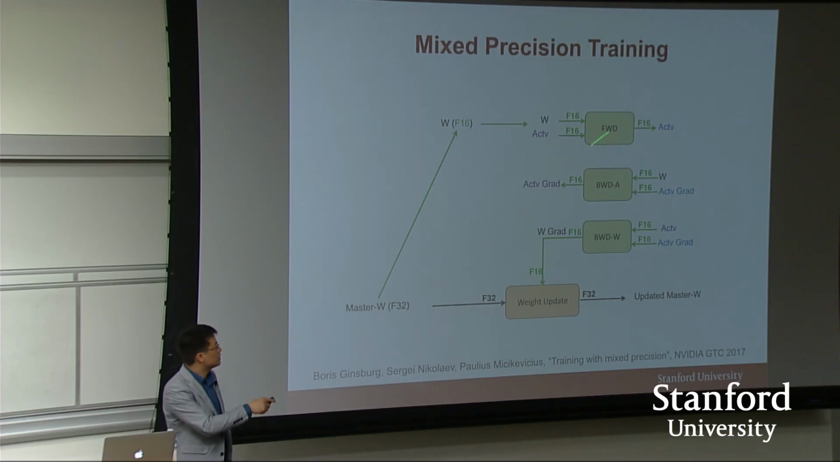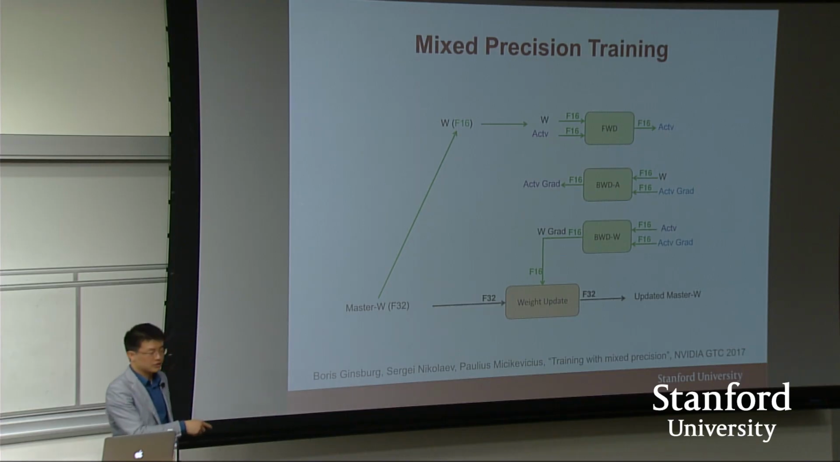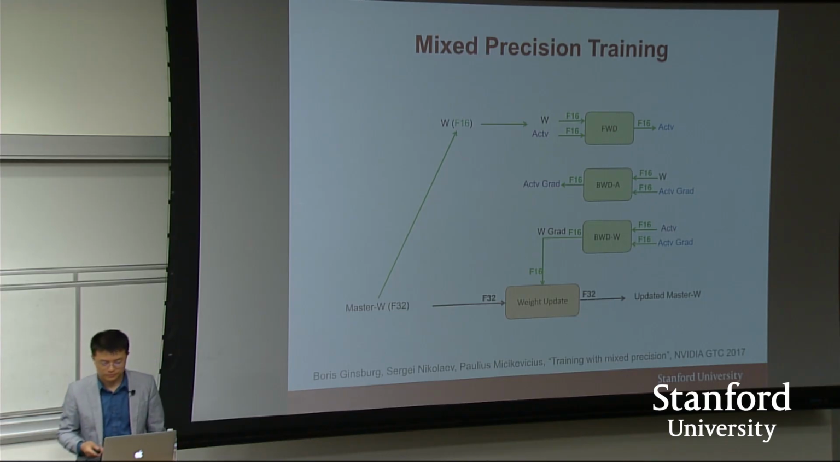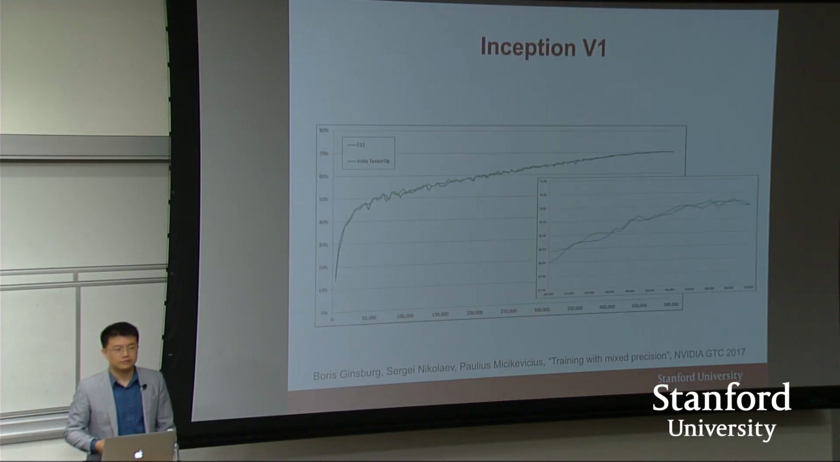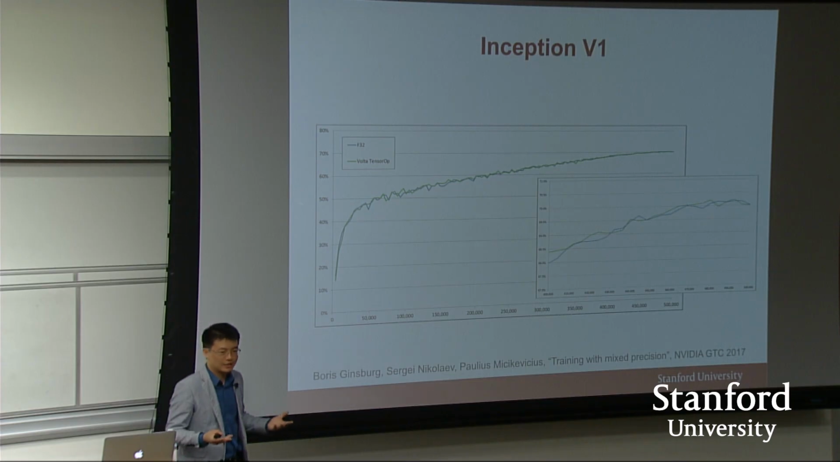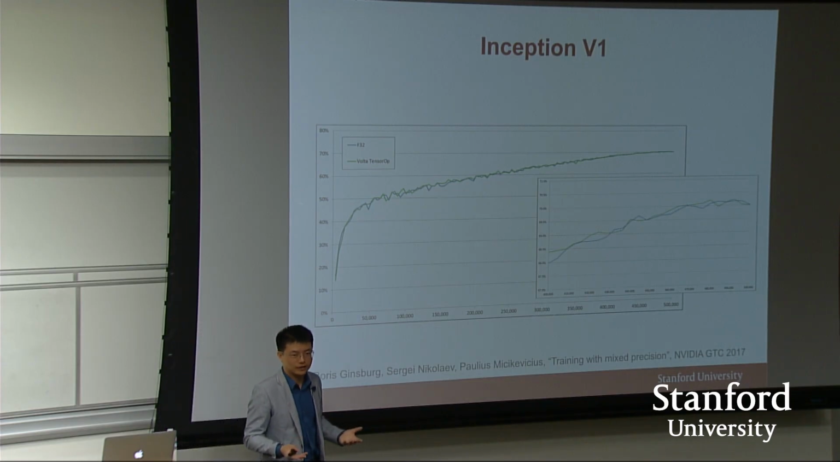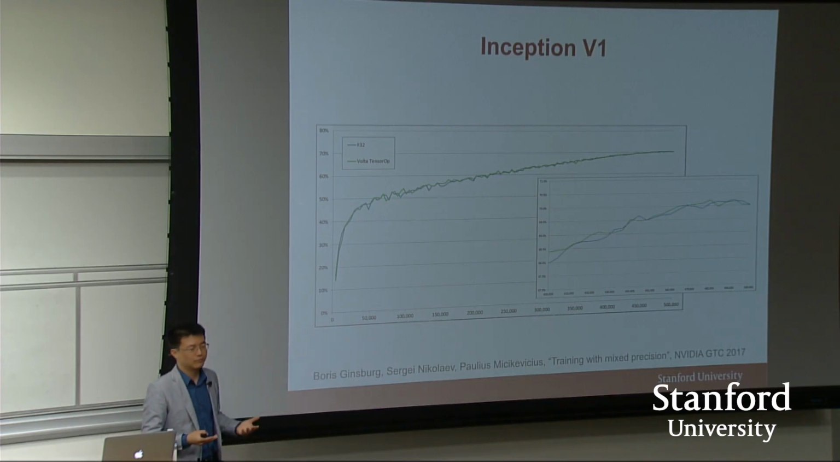That's where the mixed precision is coming from. You see there are two colors, where this one is 16-bit and this one is 32-bit. That's where the mixed precision comes from. So does such low precision sacrifice the prediction accuracy of your model?